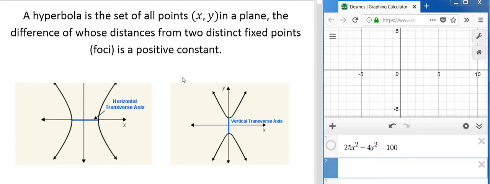Now think how that's similar to ellipses. The definition for ellipses was the sum of the distances. For hyperbolas it's the difference, so you subtract them. Just like ellipses, hyperbolas can have two different orientations, so they can open outward along the x-axis, or they can open vertically, up and down, along the y-axis.